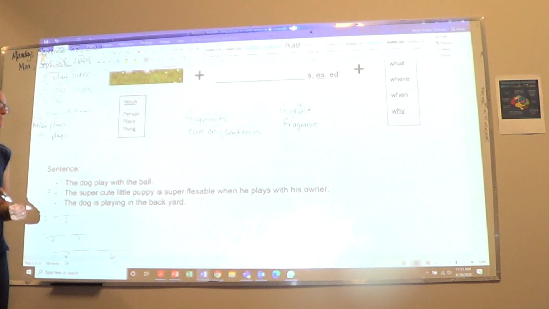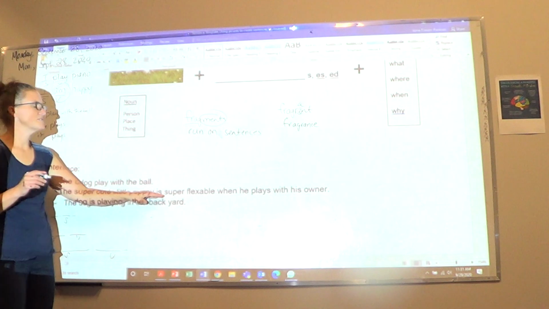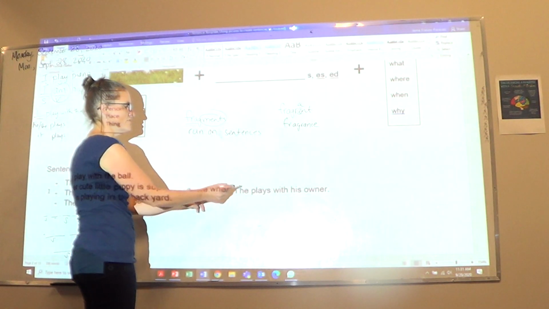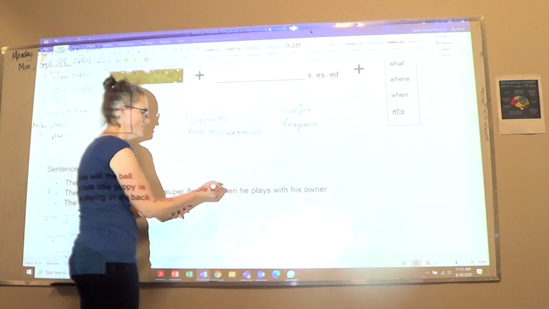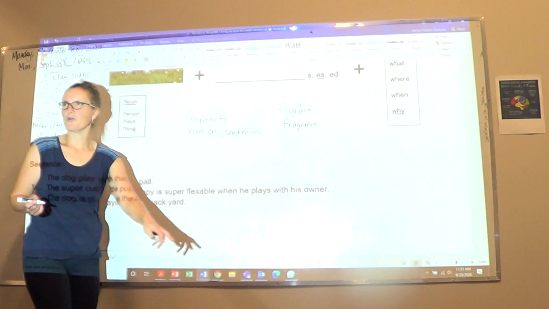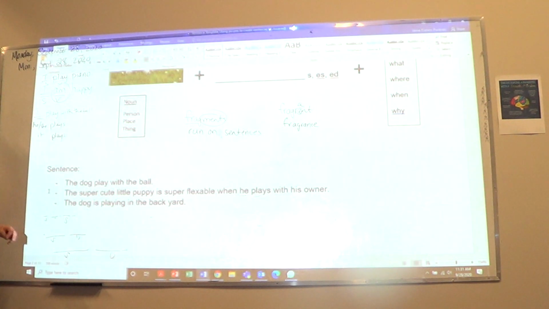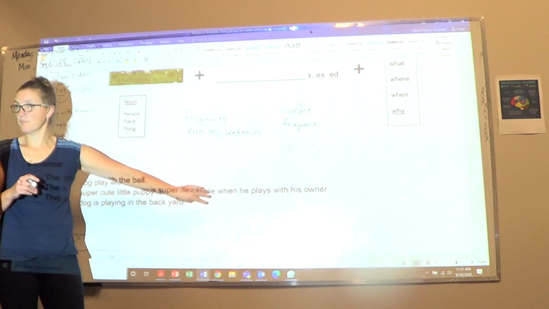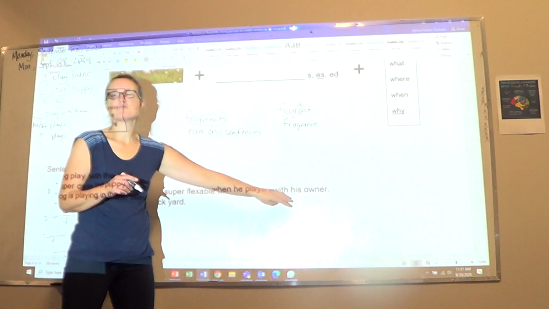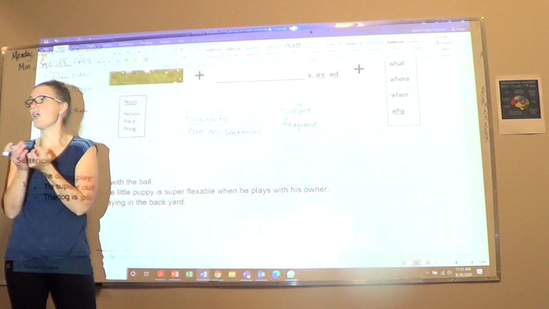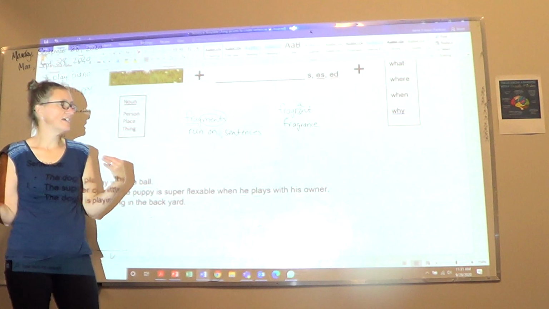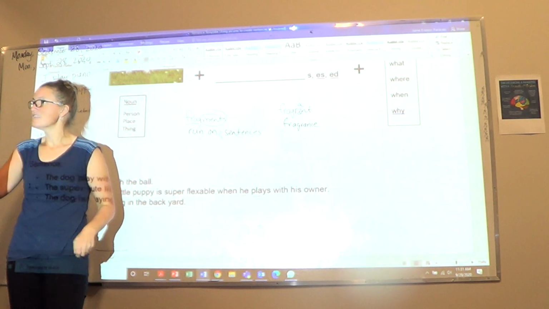So what happens sometimes is what I was describing to you guys before. The super cute little puppy is super flexible. Oh, I have a new subject, a new verb. Jamie told me I need a period here. When he plays with his owner. Now what happens when we do that is this is a complete thought. The super cute little puppy is super flexible. That works. When he plays with his owner. Oh, no, that's a fragment. It's not a complete thought. Okay?